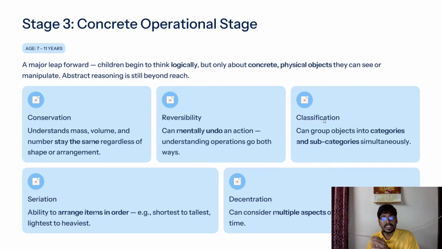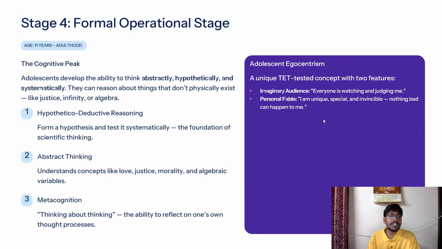And decentration, can consider multiple aspects of a problem at the same time. So for everything, they will have multiple interpretations. So for every issue, for every thing, they will think in multiple dimensions. In this particular age, 7 to 11 years, they are always confused, but they are able to think a little logically here in stage 3, that is the concrete operational stage.